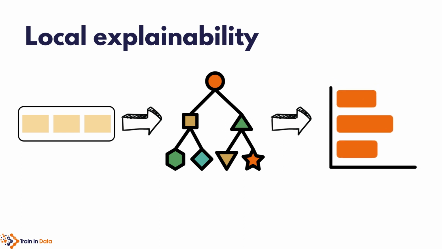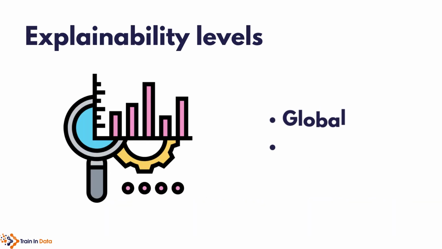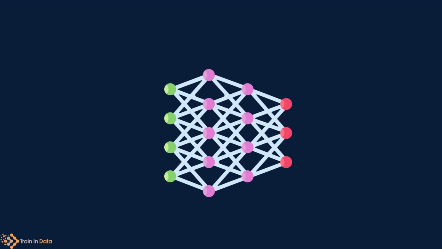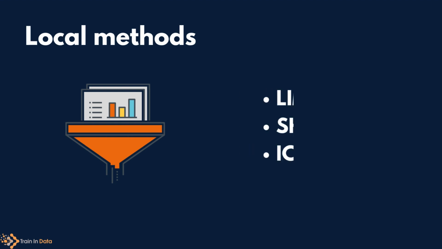Now, going back to intrinsically explainable models, we can interpret them both globally and locally by examining their components and parameters. And for black box models, we can use global methods like permutation feature importance, partial dependency plots, or local methods like LIME, SHAP, and the individual conditional expectation, among others.